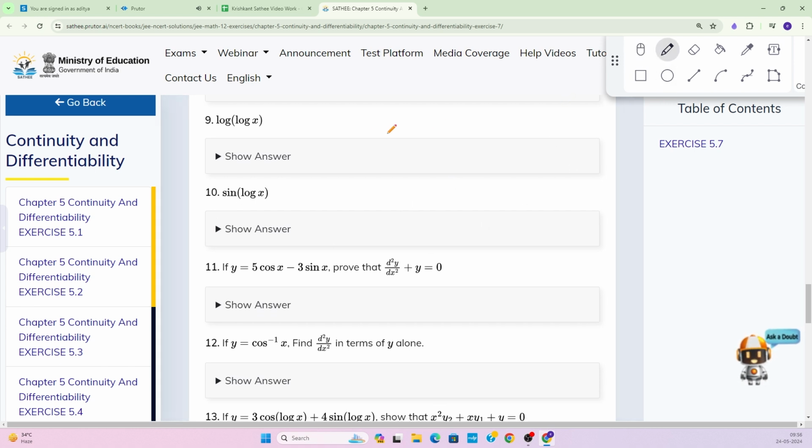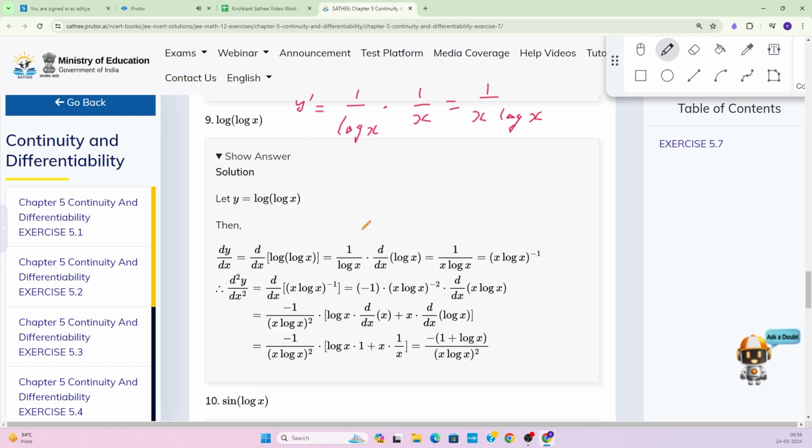And now the 9th problem, very easy. y dash will be 1 by log x times the derivative of log x, which will be 1 by x. So you will have 1 by x log x. Okay, simple. Now what you have to do now is differentiate it. Let me just show you. Use the quotient rule. So the quotient rule says what? Okay, I hope that it is clear.